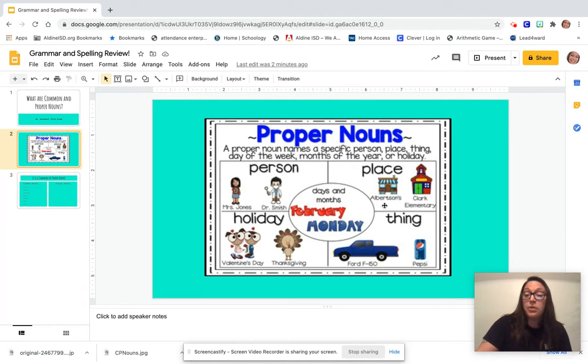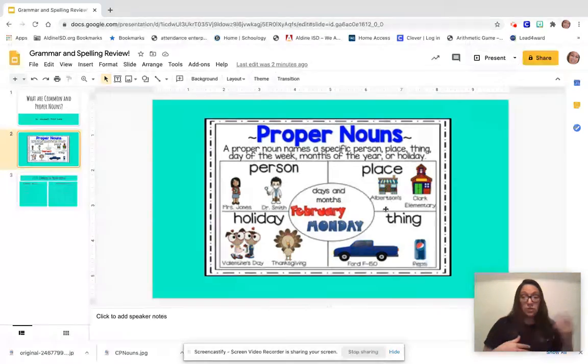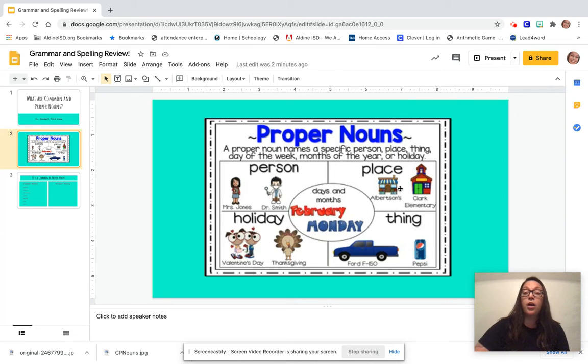Now, it's the same thing with places. I could be talking about a specific store like Albertsons or Walmart, or I could be talking about a specific place like Worsham or Clark Elementary, like here in our example. Those are all proper nouns. If I'm just talking about store or school, those are common nouns. I don't need to capitalize.